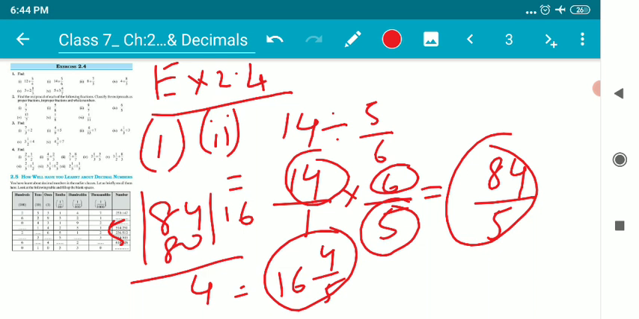Children, question number 3, 4, 5, 6 all are similar sums. So I want you to try this out on your own, and if you have difficulty getting the answer, feel free to speak to me.